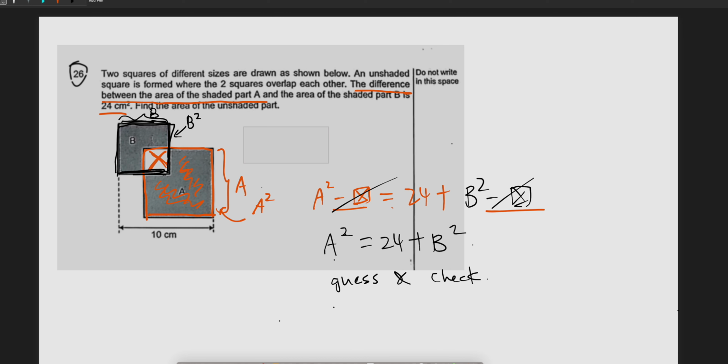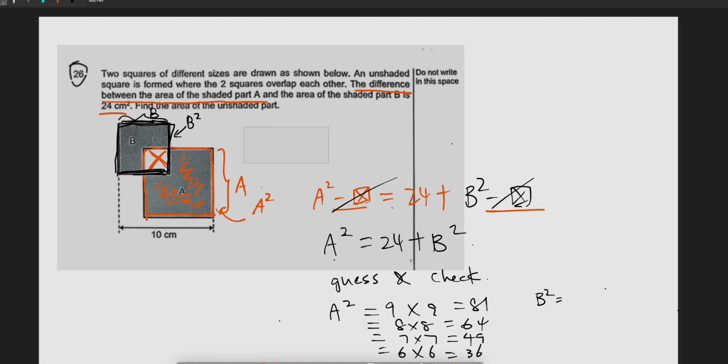Because if you have A square, if you have 9 times 9, you're going to have 81. If you have 8 times 8, you're going to have 64. If you have 7 times 7, you're going to have 49, and so on and so forth. And then for the B square, you are going to have what? Let's say I have 6 times 6 is 36.